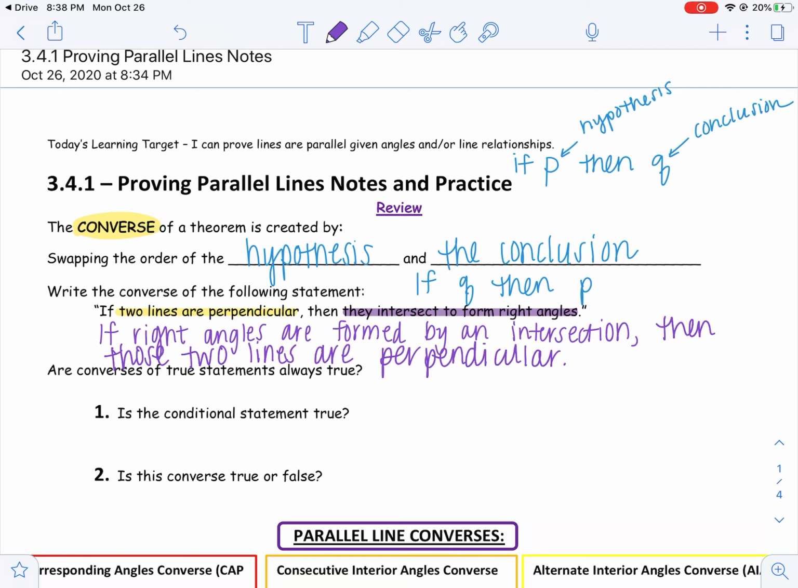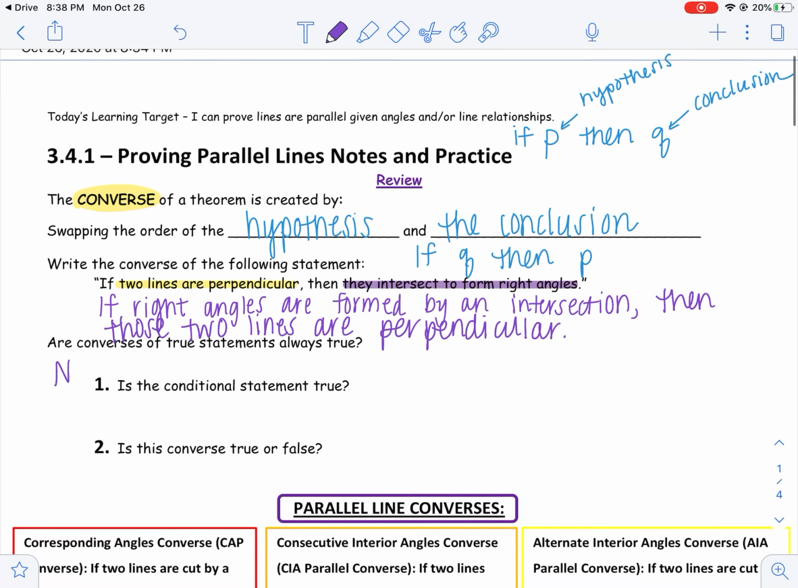So, the next question asks, are converses of true statements always true? Meaning, if I gave you a true conditional statement, is the converse always going to be true? Now, let's say no. And let's see if we can come up with an example.